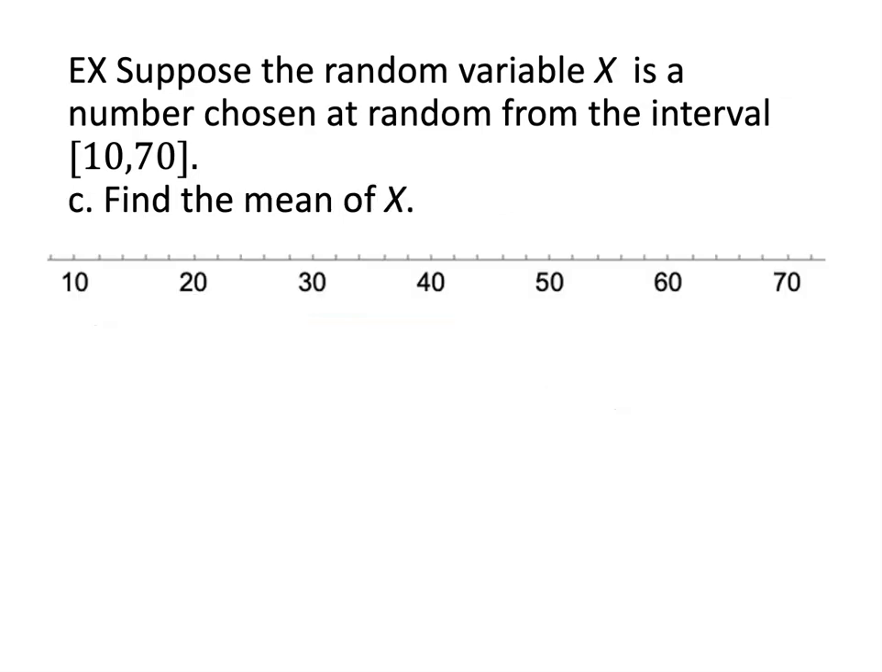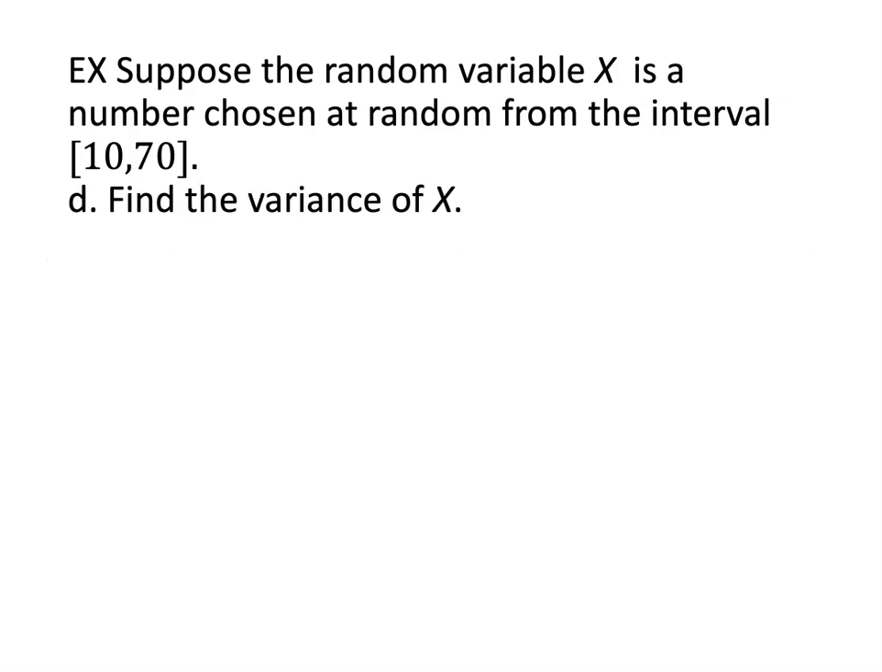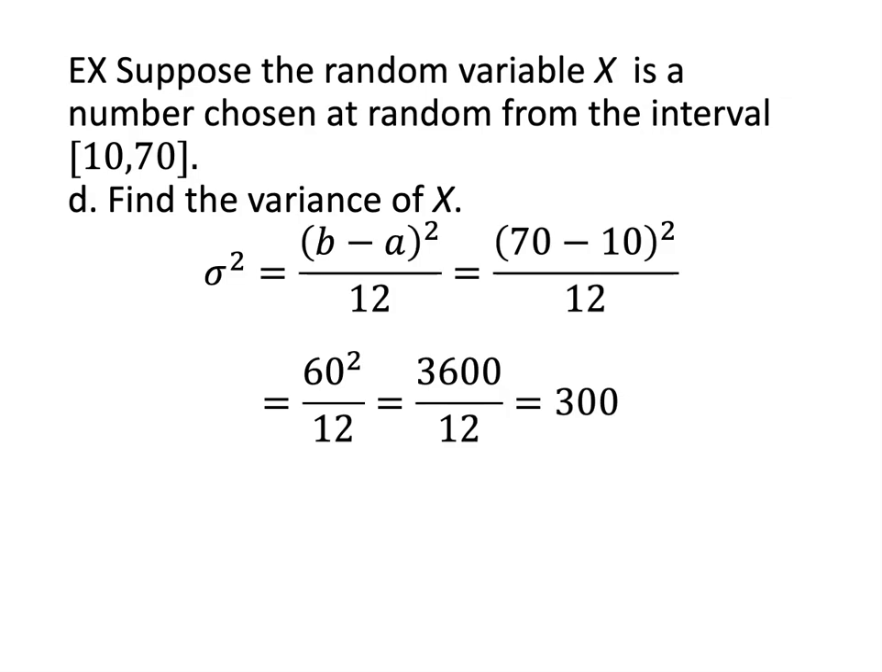Find the mean of x. We know what that is. The interval goes from 10 to 70, so the mean is just going to be the average of these endpoints. In other words, it's going to be 10 plus 70 over 2, which is 80 over 2, or 40, which is smack dab in the middle here. And find the variance of x. Well, that's just going to be sigma squared equals b minus a squared over 12, 70 minus 10 squared over 12, which is 60 squared over 12. In other words, 3600 over 12, which is 300.